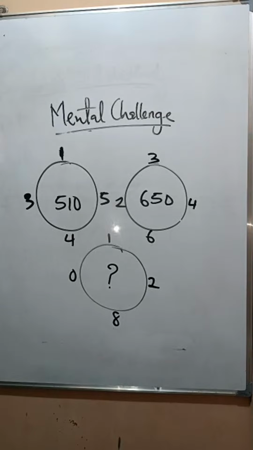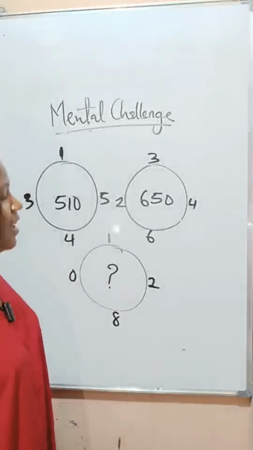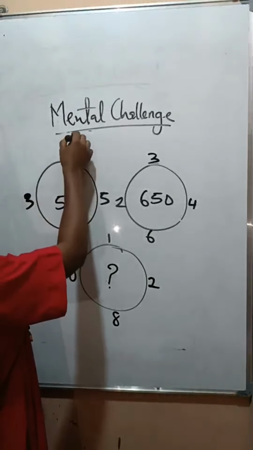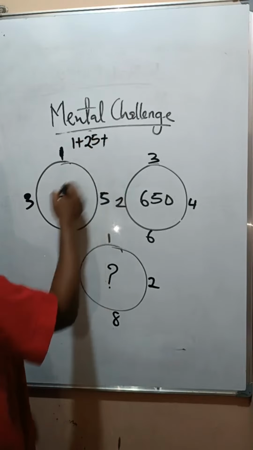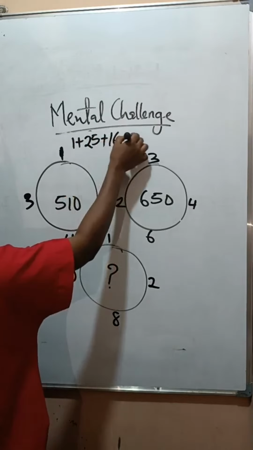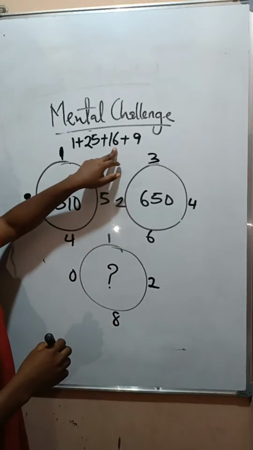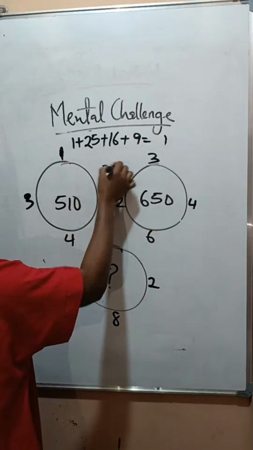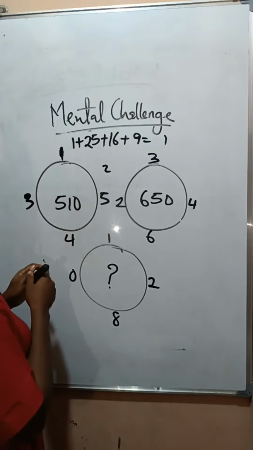Now let's solve this. No one got it right. So we have 1 squared for the first circle. 1 squared is 1 plus 5 squared, which is 25, plus 4 squared is 16, plus 3 squared is 9. So if we add 9 plus 6 is 15 plus 5 is 20 plus 1 is 21. Write 1, carry 2.